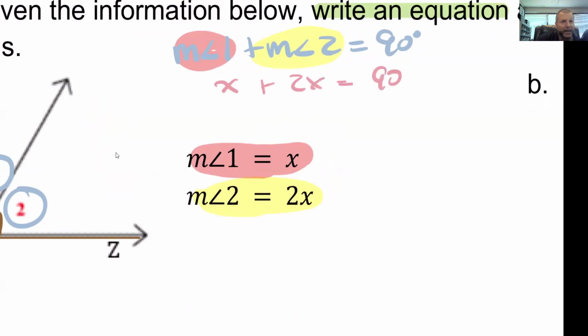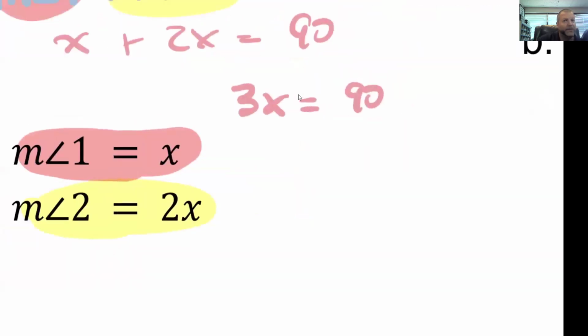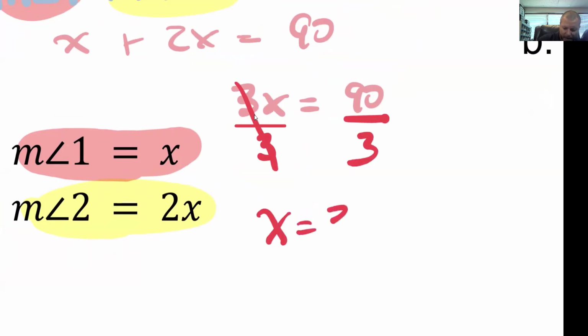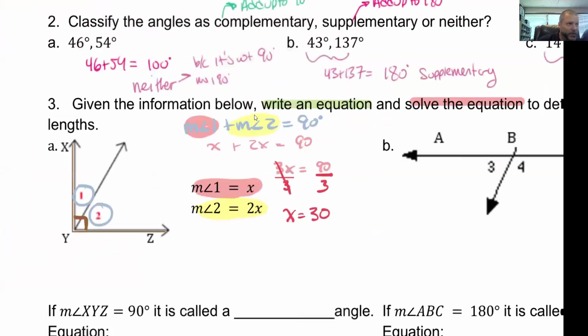All right, so we're adding x and 2x. Be careful when we combine like terms. We don't change the exponent or the variable at all. I have 1x and I have 2 more x's, so I have 3x in total. So now, if we're trying to solve for x, this is 3 times x. We want to undo that multiplication. We could do it by dividing. So if I divide this side by 3, I have to divide the other side by 3. So then x equals 30 in this question.